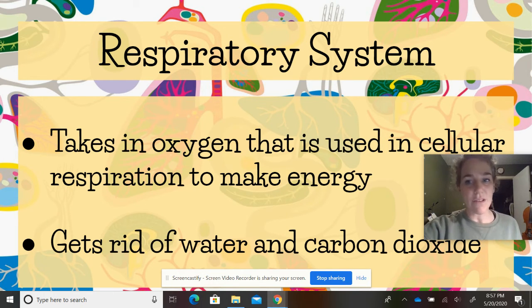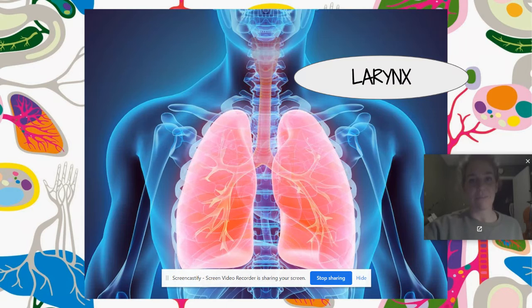But cellular respiration in biology specifically means oxygen and glucose undergoing a chemical reaction at the cellular level to make energy. You'll learn more about that in high school biology, but it's a chemical reaction and there's a waste product or a byproduct of water and carbon dioxide when that chemical reaction takes place. So your lungs get rid of the water and carbon dioxide after that energy is created.